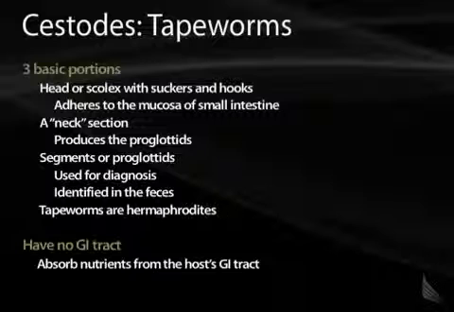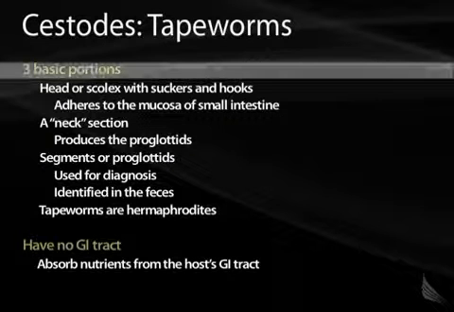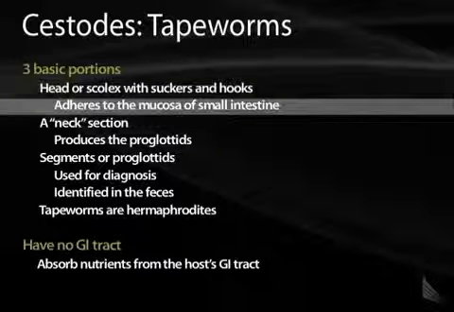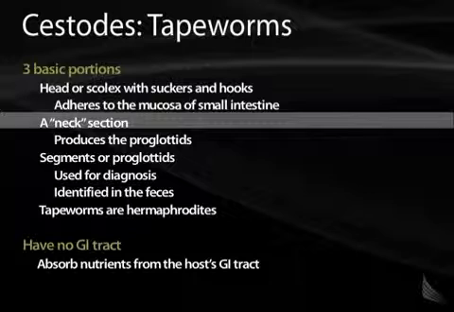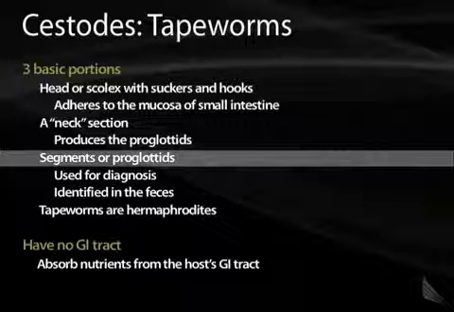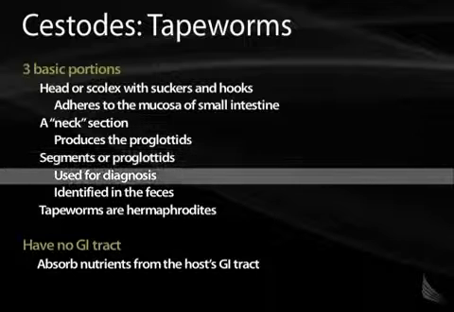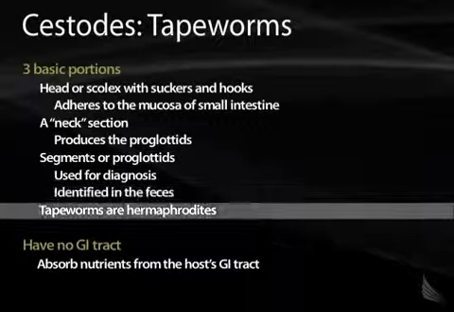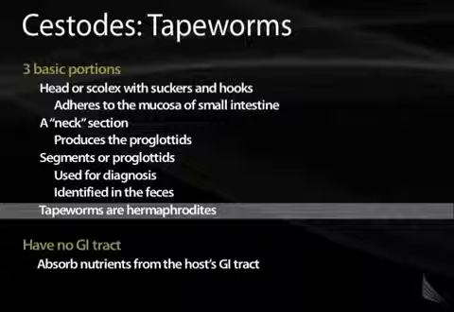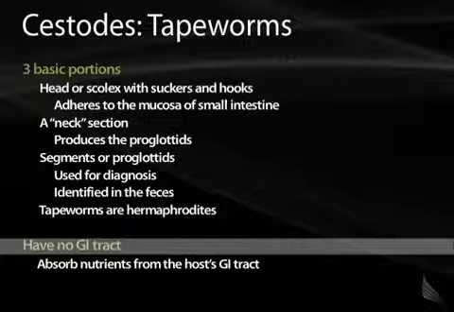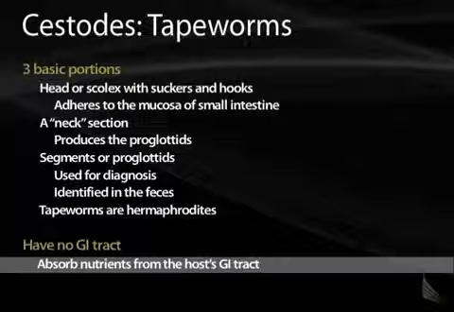Let's talk about the cestodes or tapeworms. They have three basic portions. You've got the head or scolex with suckers and hooks. This helps adhere to the mucosa of our small intestine. Then you've got a neck section which produces the proglottids, and then you've got segments of proglottids which are used for diagnosis and identified in the feces. Tapeworms are hermaphrodites, so they have both genders available to them. The tapeworm has no GI tract, and so they have to absorb nutrients directly from us.